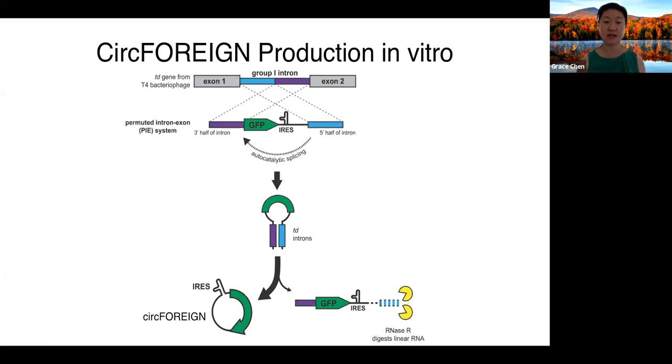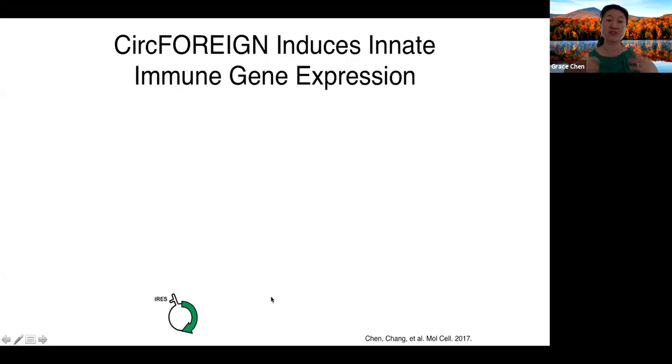So the first thing that we did was we took this CircFOREIGN and we transfected it into cells, and we chose HeLa cells. And then we compared it to a linear RNA control. So this is a piece of RNA that has the exact same sequence as the circular RNA, but it has a 5' end and a 3' end. And on the 5' end, there's a 5' hydroxyl.